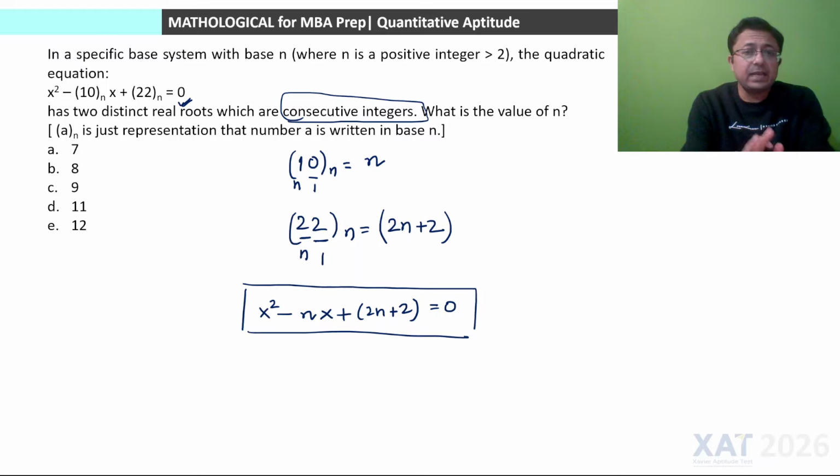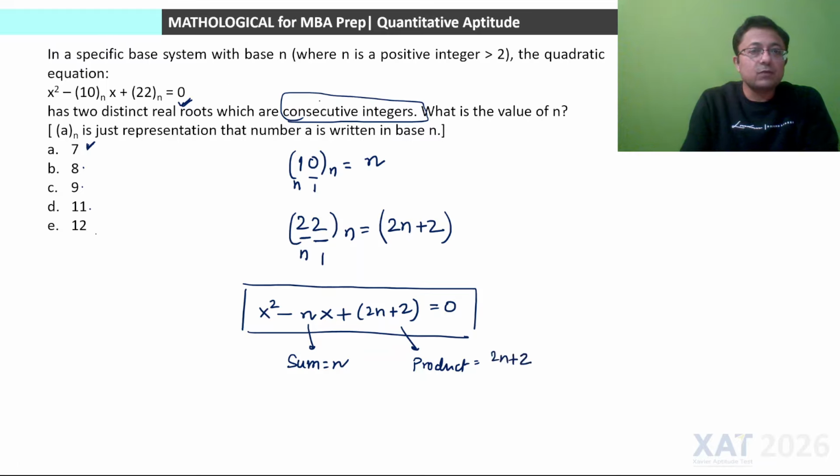ठीक है, क्योंकि अब हमने कन्वर्ट कर लिया n के टर्म्स में, सो वैल्यू ऑफ n अप्लाई करते जाओ. सो n इज इक्वल टू 7, 8, 9, 11 एंड 12. दीज आर पॉसिबल वैल्यूज. नाउ सम ऑफ द रूट्स क्या है, सम ऑफ द रूट्स इज इक्वल टू n and product is equal to 2n plus 2. और वी ऑल्सो नो दैट रूट्स आर कॉन्सेक्यूटिव इंटीजर्स.